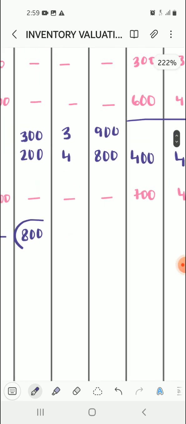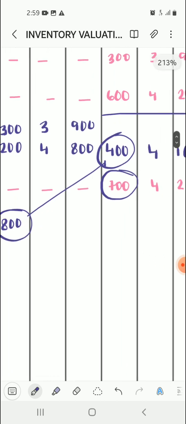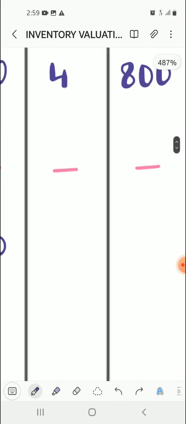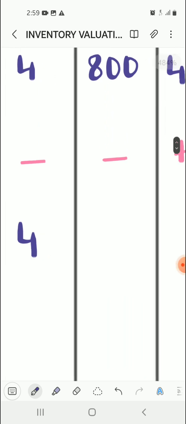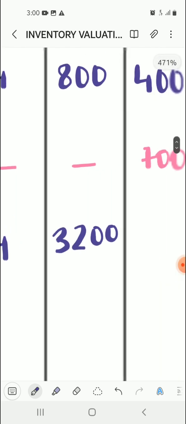Now for this 800 we are following the FIFO method, so let's see this. From this 800, the first 400 we get from the previous lot and the remaining 400 we are going to get from the next lot that we have bought, the latest lot. But you can see in both cases the price is the same, the unit cost is 4. So over here we can skip splitting it into two parts because the unit cost is the same, so we can simply write 4 and the amount will be 800 into 4, 3200.